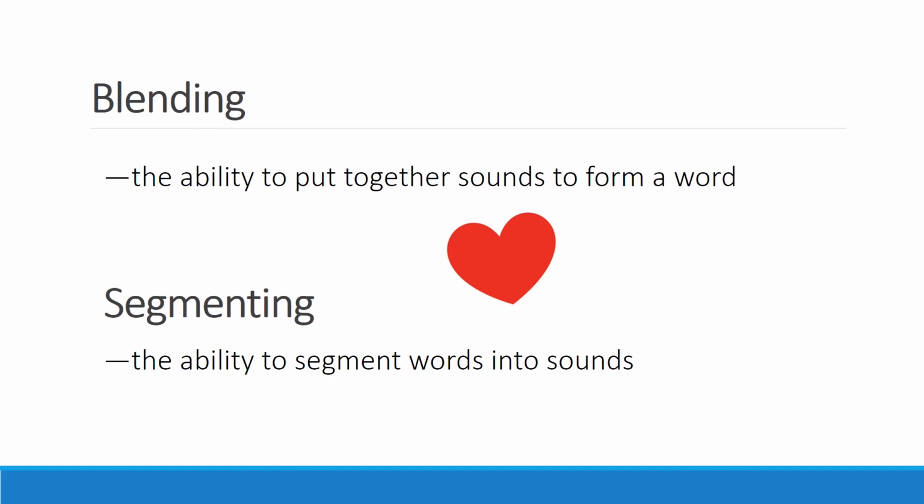Here is where we get to the heart of the matter. Blending is the ability to put sounds together to form a word. Segmenting is the ability to segment or take apart words into individual sounds. Blending and segmenting are opposites of each other, and they go hand in hand. Many activities that are described next can be reversed to accomplish the other task.